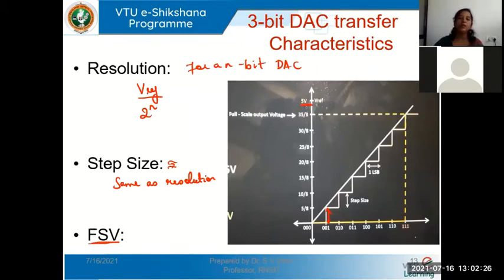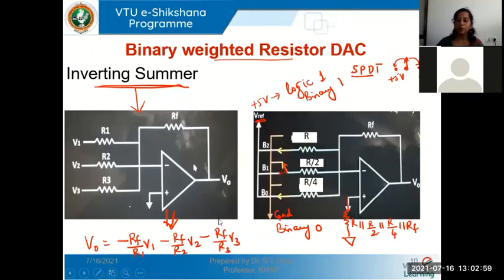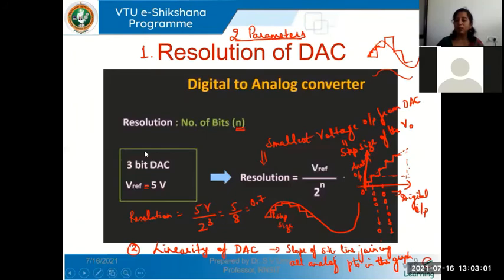You may feel the final output voltage will be equal to the reference voltage, but usually that is not the case, because if you see the binary input values, the highest value of binary input here is 7. It's not 8. With a 3-bit value, the binary ranges from 0 to 7. I showed you in the previous case how the resolution would be 5 by 8 for a 3-bit DAC.